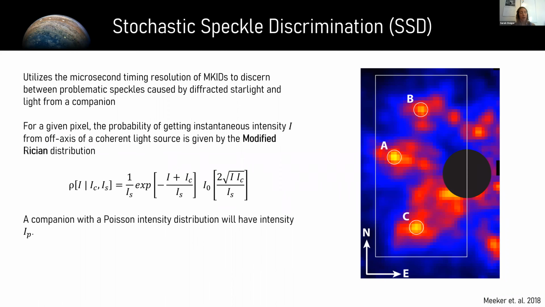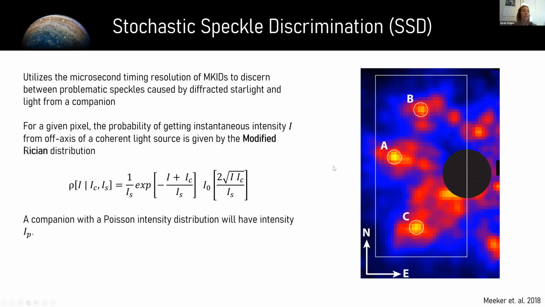Stochastic speckle discrimination is a post-processing technique that utilizes the microsecond timing resolution of detectors like MKIDs to discern between problematic speckles that are caused by diffracted starlight and the light from a companion. The idea here is that for a given pixel, the probability of getting some instantaneous intensity is given by this modified Rician distribution. The main features I want you to take note of are the components I_C and I_S that it depends on. Here, I_C is the coherent light component from the star, and I_S is the temporally changing component of the boiling speckle field that the companion is embedded in.